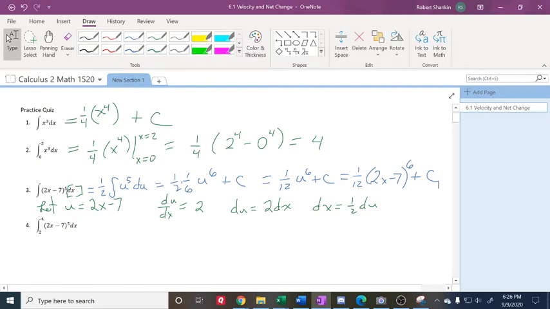If I take the derivative of this, I should get back to this. And 6 times 1/12 is 1/2. This to the fifth. Then chain rule, derivative of that gives me 2. And the 2 and the 1/2 cancel out, so I would just get this. The derivative of the constant is 0. So this matches.